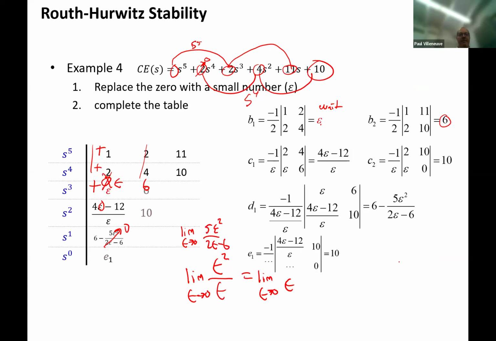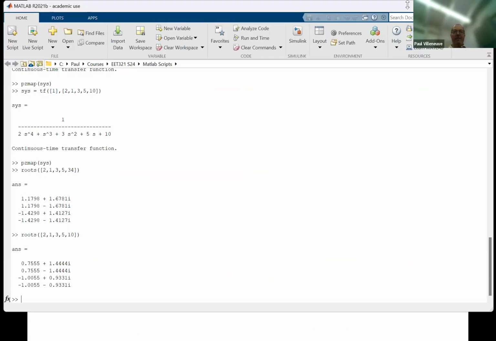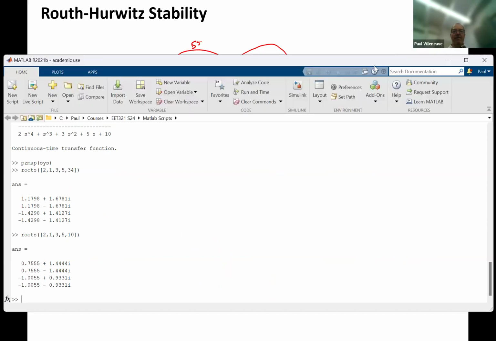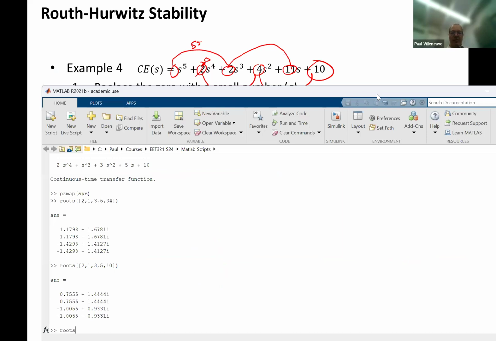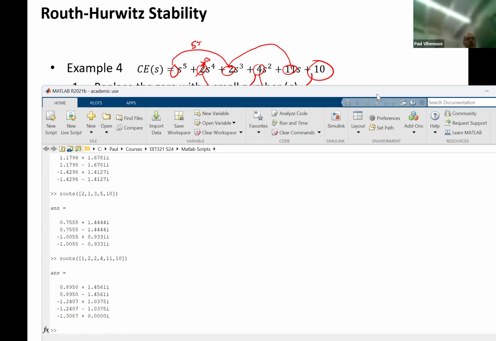Okay. Shall we check it in MATLAB? Works pretty well. Let's do a quick one. So our roots are going to be 1, 2, 2, 4, 11, and 10. Do I have that correct? 1, 2, 2, 4, 11, and 10. Yeah. Should have 2 roots in the right-hand half plane.